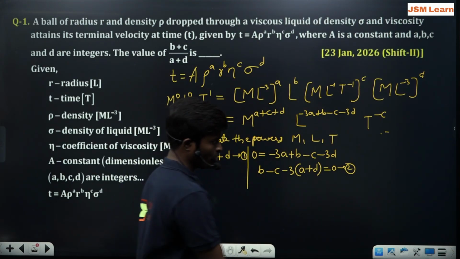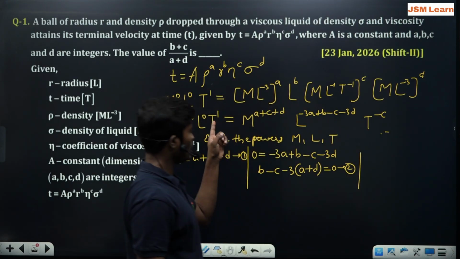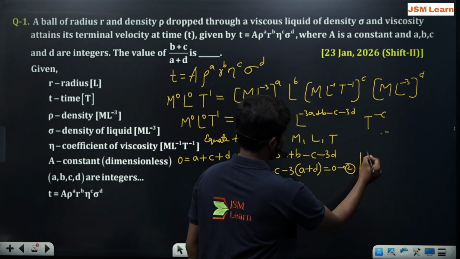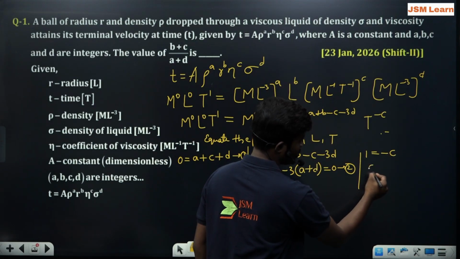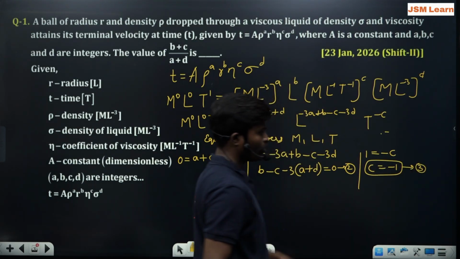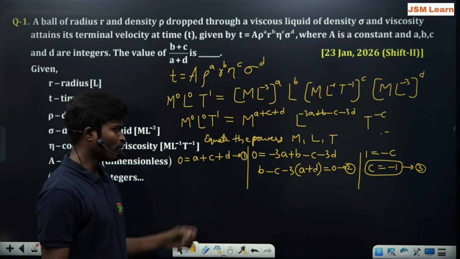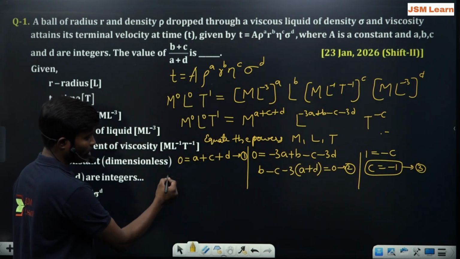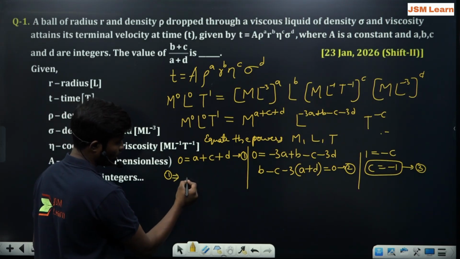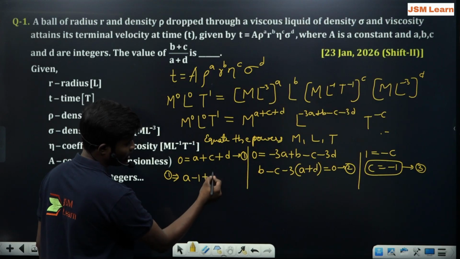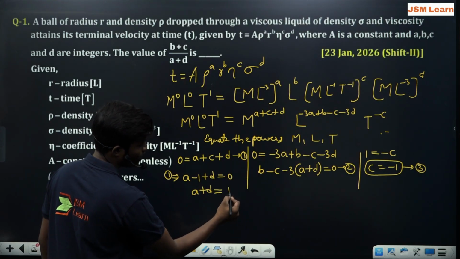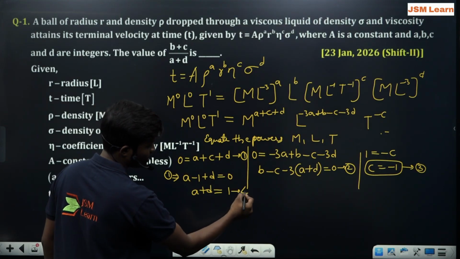After writing these two equations, we will go to the power of T. In the LHS, T power is 1. In the RHS, it is -c. So 1 equals -c, then c equals -1. Let us consider this as equation number 3. Substituting the value of c = -1 into equation 1, we get a - 1 + d = 0, so a + d = 1. Let us consider this equation as number 4.